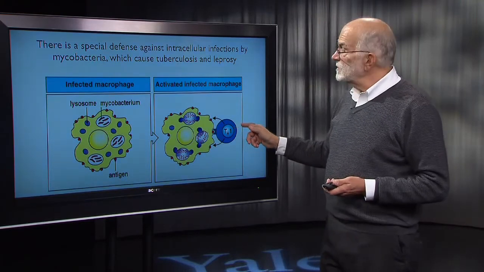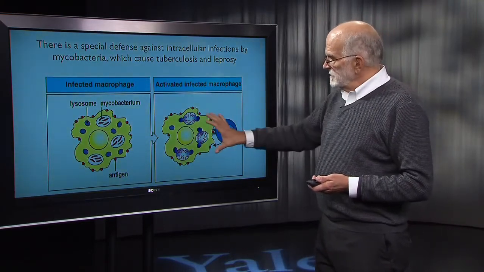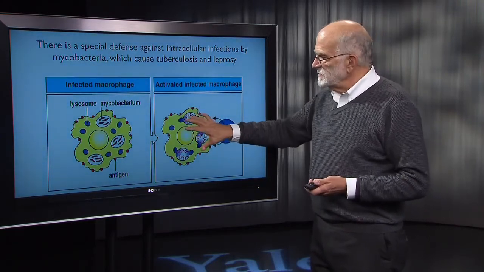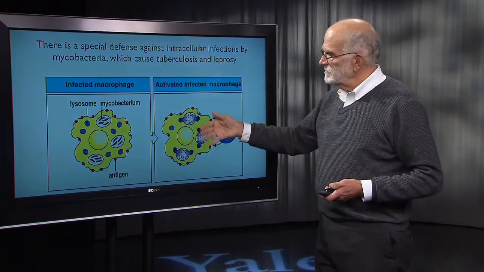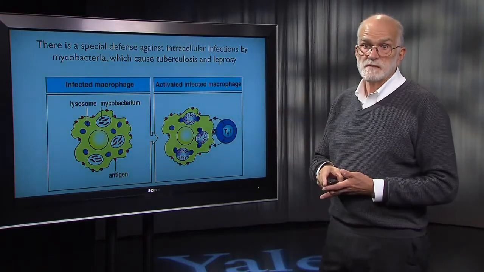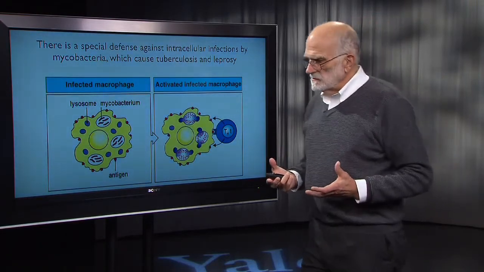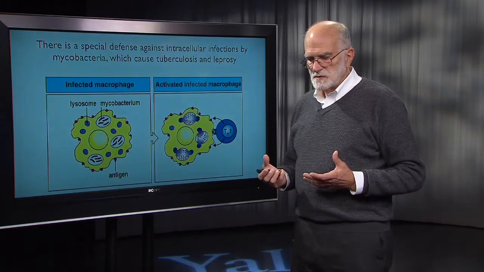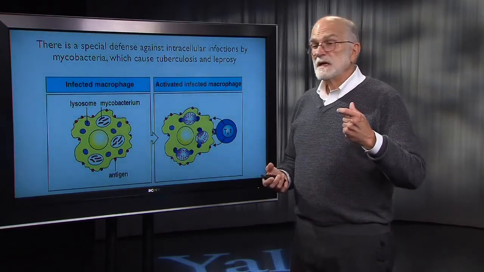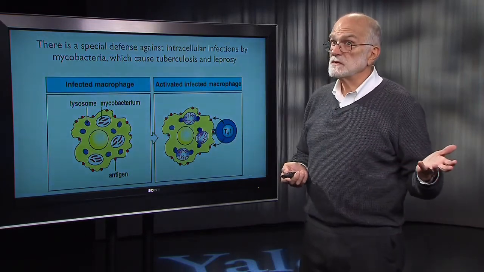And a T helper cell will come along and it will activate, this will be a macrophage which has used its lysosome to become activated, and the T helper cell will recognize that and kill it. So we have intracellular machinery that basically allows us to respond with great specificity, and it's very interesting that infected cells essentially are set up to commit suicide.